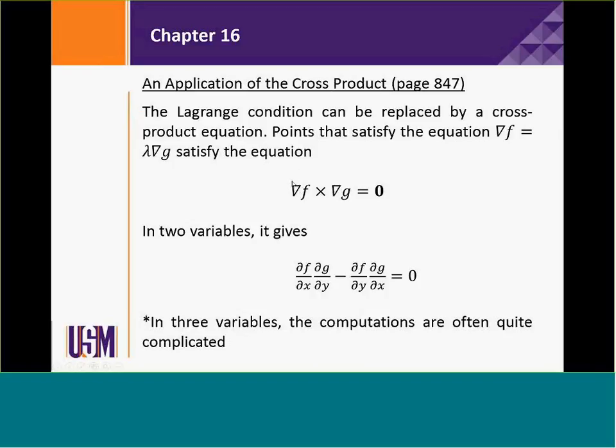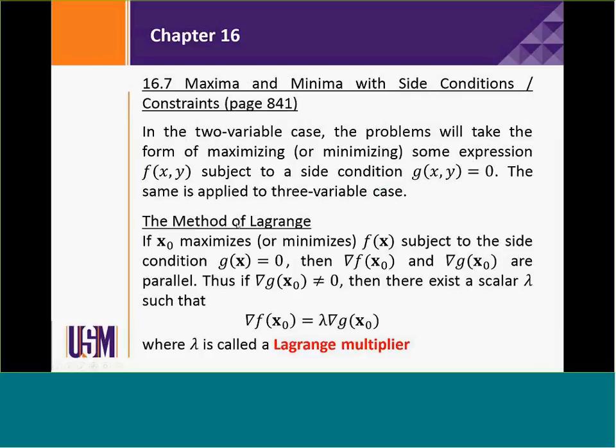The gradient of f cross the gradient of g equals the zero vector, and from these equations you may get the functions, then you can find the maximum or minimum of f related to g. But for this second method, the computations are quite complicated. It involves 3 variables. That's why the Lagrange multiplier is more popular. Let's look at an example.